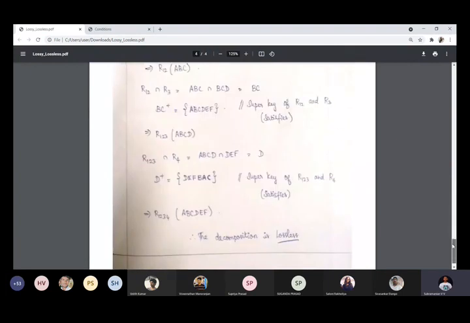Yes, so that's the explanation for this problem, and again, the decomposition is lossless. So that's it from me. If you have any doubts in any of the problems that we solved, feel free to ask me. Else, I'm done.